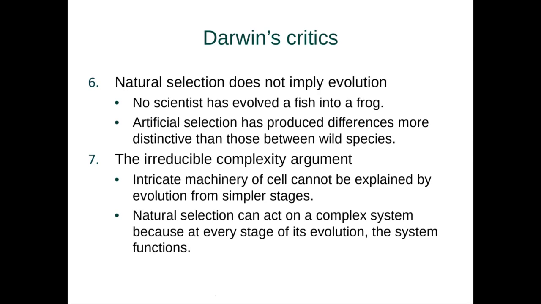You can also make the argument, because people like to say, no scientist has ever evolved a fish into a frog. And we actually know that's just not true. Artificial selection has produced different species more distinct than those between wild species, right? Look at dogs, look at corn, look at lettuce. We know that simply is just not true.